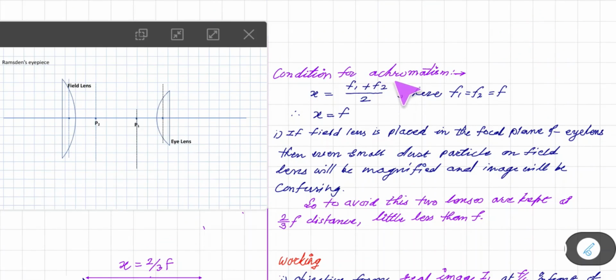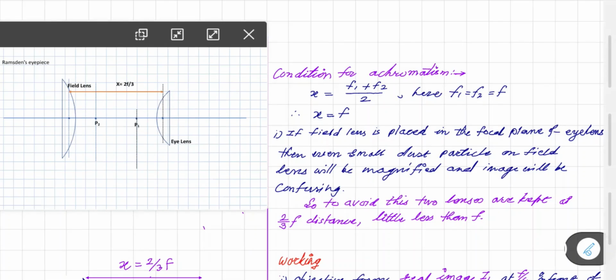Here it is, a condition for achromatism. The first important thing that we know is that using a multi-lens system we can reduce the aberration. The condition for achromatism is that the distance of separation x must be equal to (f1 + f2)/2. But in this case, the focal lengths of both lenses are the same, that is f1 = f2 = f, and therefore, in order to get this achromatic condition, the distance of separation should be f.